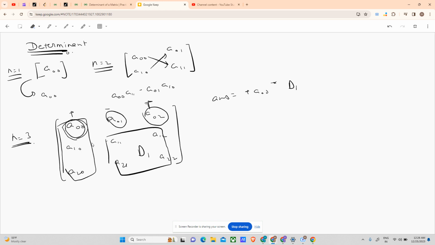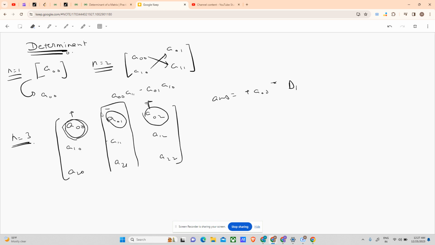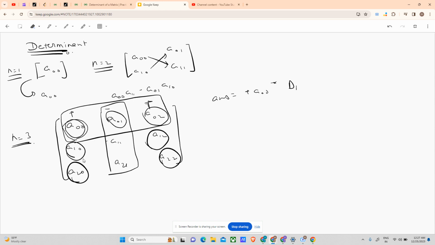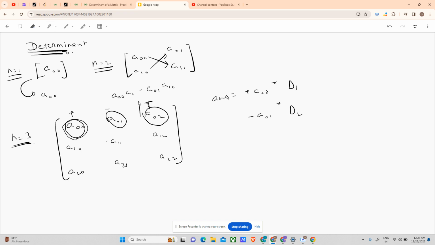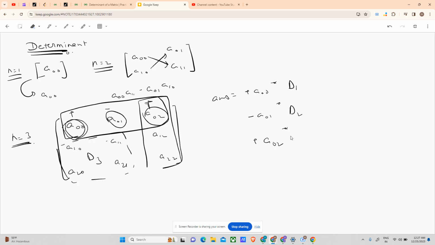Now for this element with minus, hide its row and column. Now for these elements which I'm circling, 1, 2, 3, 4, the elements which are there after covering the row and column, let's say their determinant is d2, so it would be minus of a01 multiplied by d2. Then for the third one, hide its row and its column. Now it would be plus a02 star d3, supposing this matrix gives us d3. Okay, this will be our determinant.